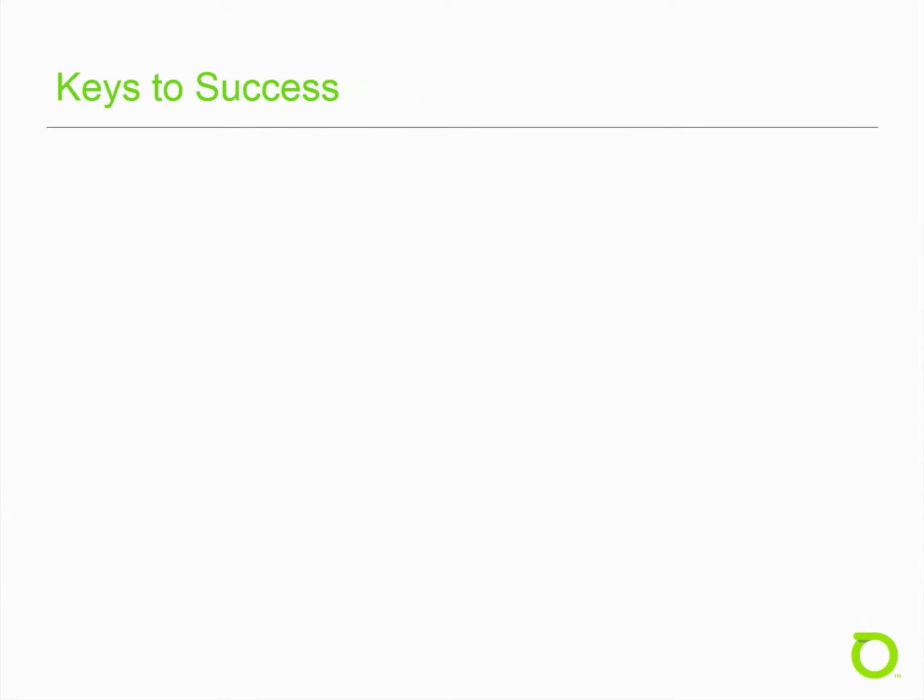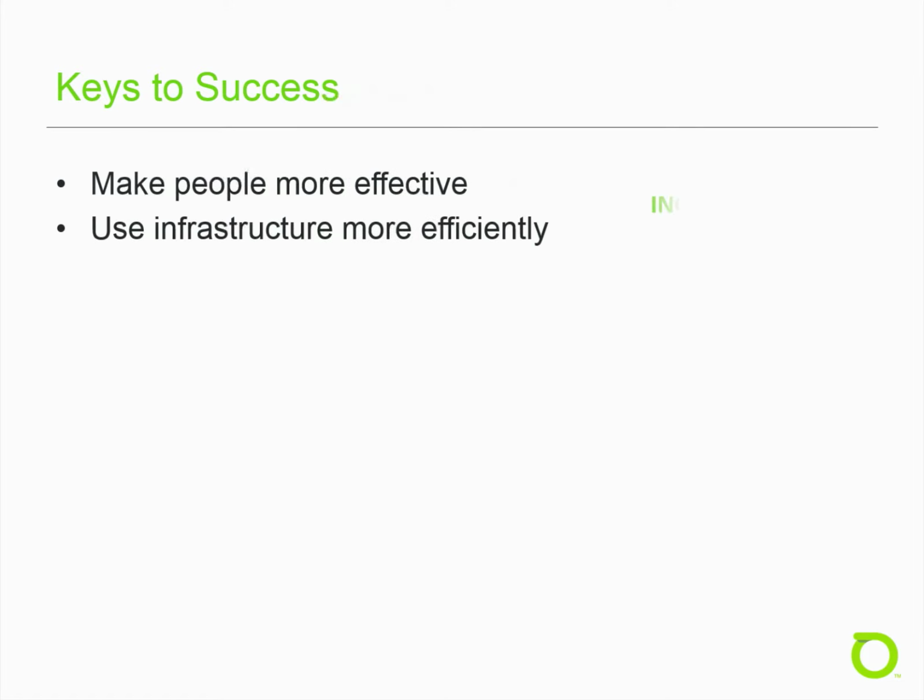Let's look at the keys to success when optimizing high-performance test labs. First is the ability to increase utilization in order to improve the performance of the test lab by making people more effective and using the infrastructure more efficiently.